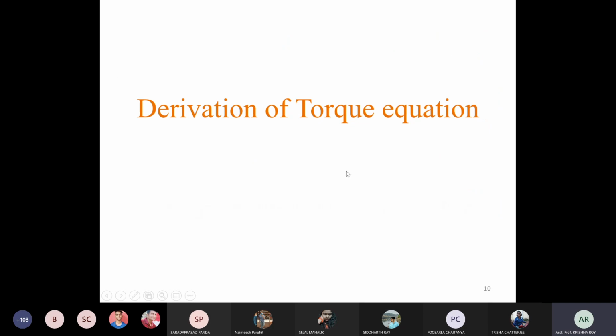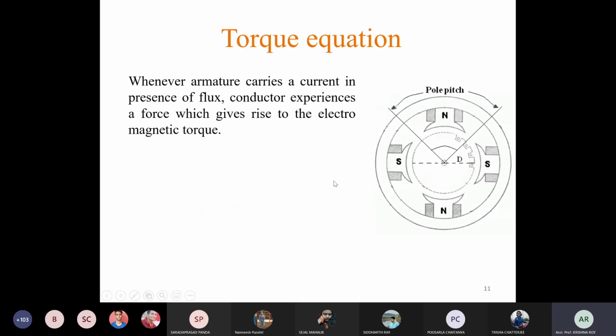So next is the derivation of the torque equation. Let us see. We are considering the same machine, but here the situation is different. First of all, the field windings are excited by some voltage source, and then some voltage is applied across the armature terminals through the brush commutator. So what is the situation now? Some current carrying conductor under the influence of some magnetic flux.